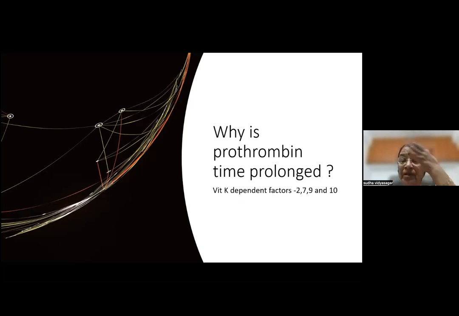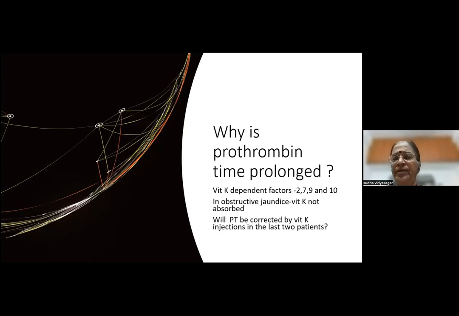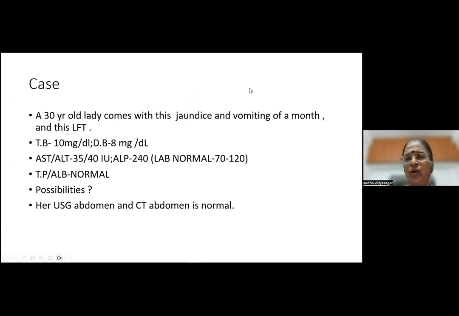Okay, the vitamin K dependent factors are 2, 7, 9, and 10. And in obstructive jaundice, vitamin K is not absorbed, being a fat soluble vitamin. It requires the presence of bile for absorption. And will this PT get corrected when you give vitamin K? Somebody says no. It will, because you don't have a problem with the liver. You only have a problem with the absorption of the vitamin K. So this will get corrected when you give vitamin K supplementation as injections. Okay. Let's go on to the next one.